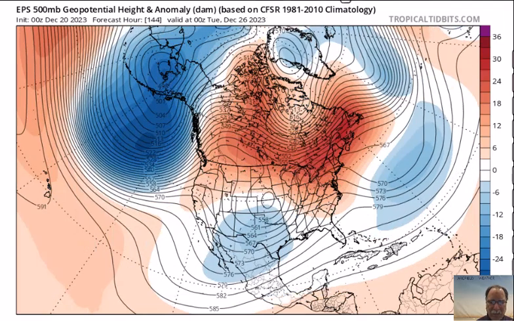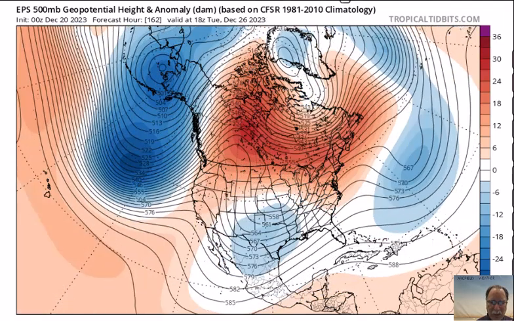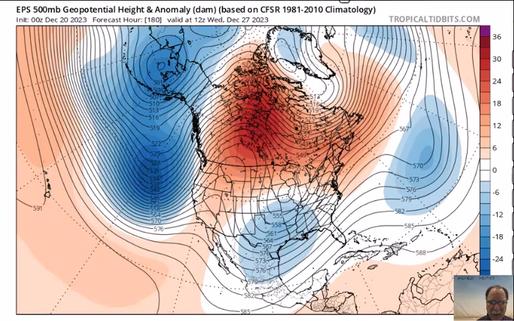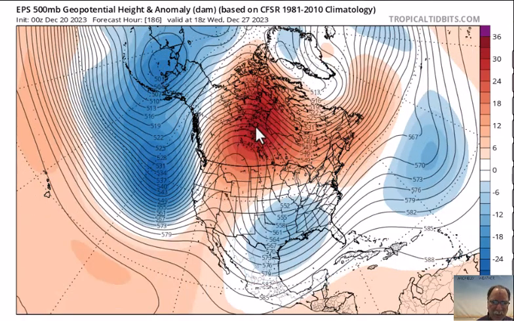But as we evolve through next week, changes start to take place. And notice the shift to the west, or what we call a retrograding pattern here, where high pressure ridging was focused over eastern Canada.